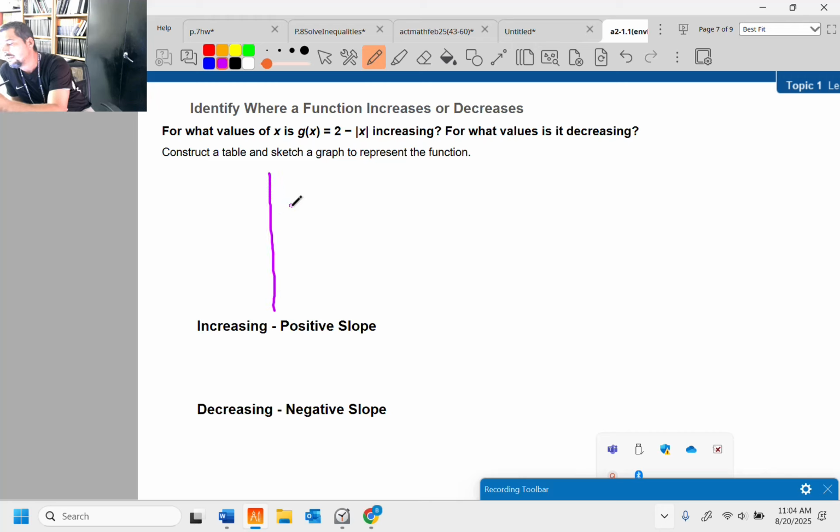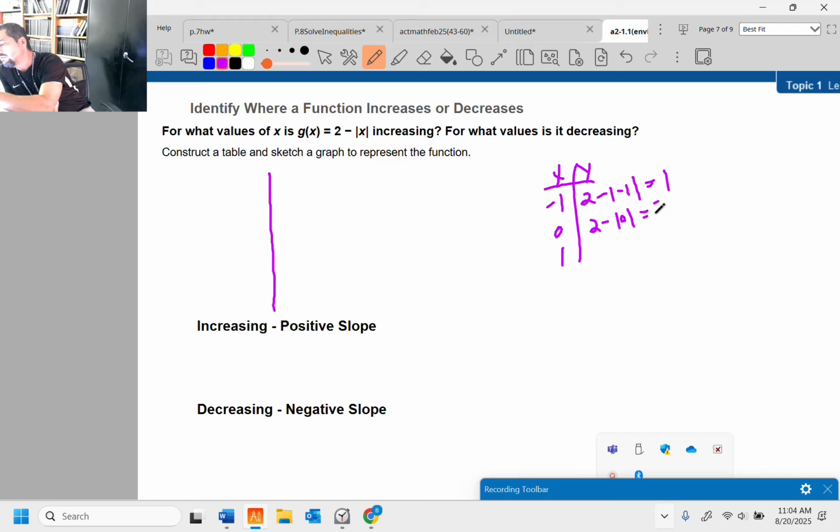So it says construct a table, but, you know, whatever. I guess we can do a table. Let's just do our usual negative 1, 0, 1. Now, if I feed in negative 1, I'd have 2 take away the absolute value of negative 1, which is just 2 take away 1, which is 1. This would be 2 take away the absolute value of 0, which is 2. This will be 2 take away the absolute value of 1, which is, again, 1. Huh, who would have thunk? I would have done shifts, okay? Rise 2, put a point, slope is negative 1, fall 1, run 1.